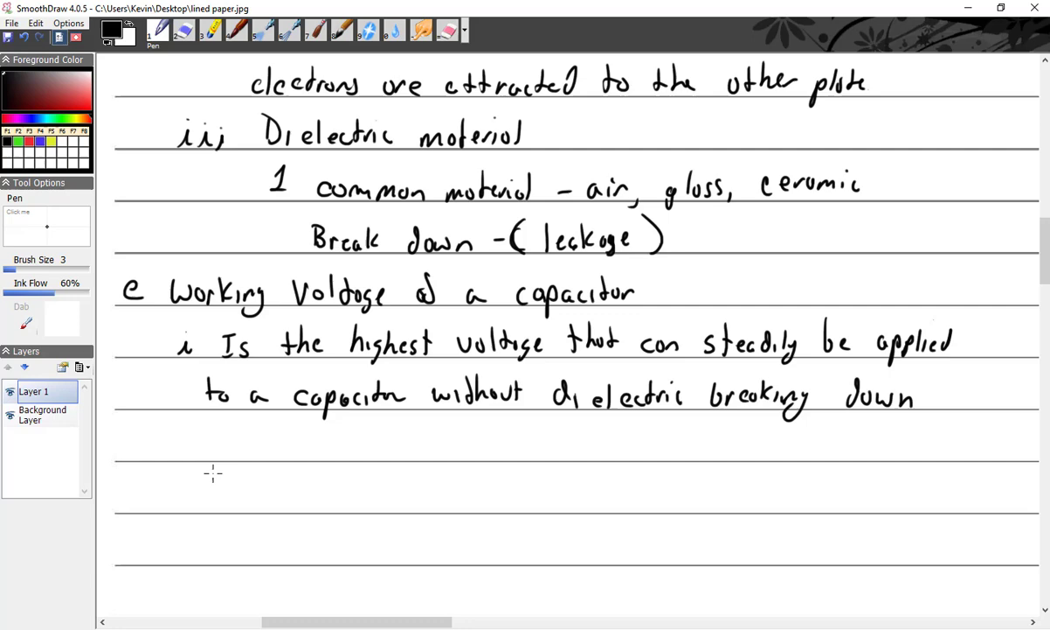I hope not. Let's see. It's dependent on the type and thickness of the dielectric. A working voltage should be 50% higher than the highest voltage applied.